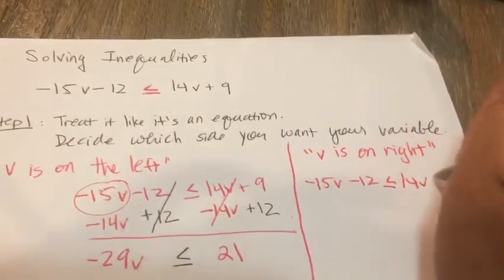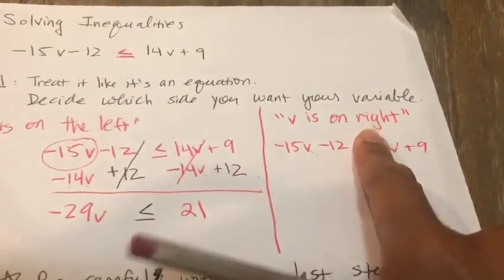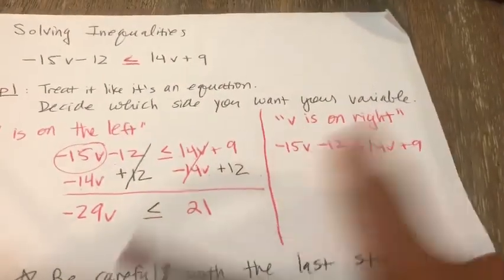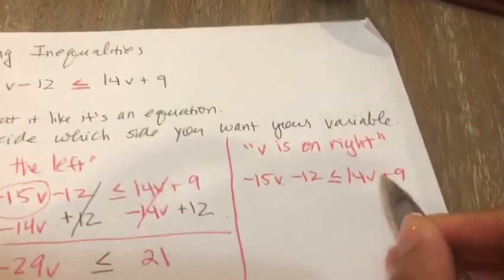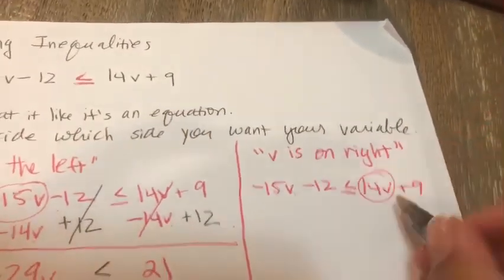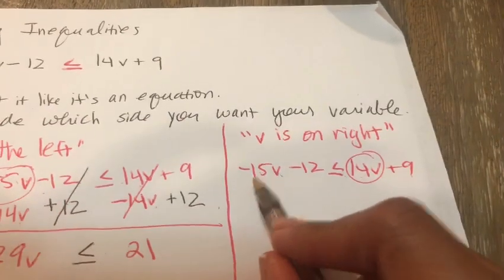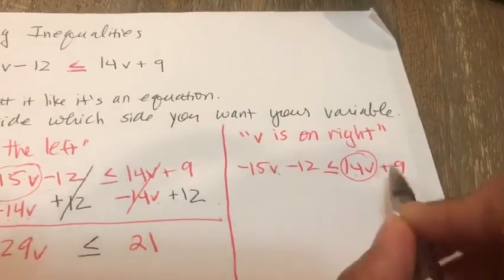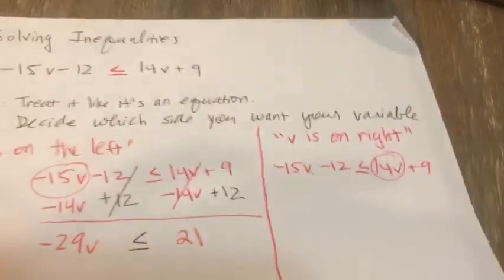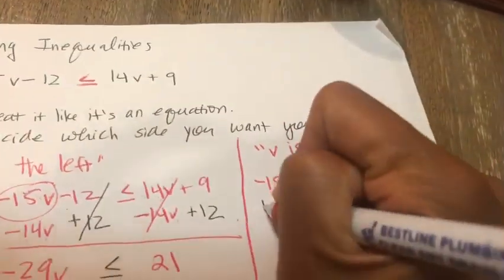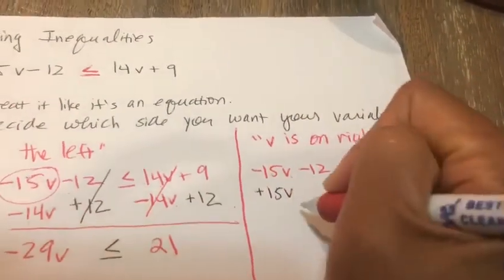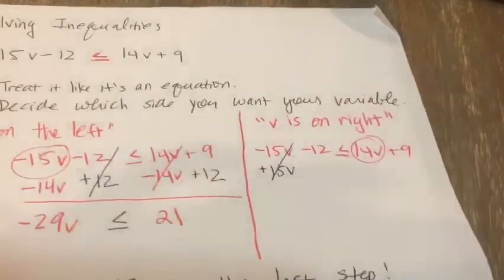Okay, and suppose we decided that we want v on the right side. Here we want v on the left. Suppose I say I want v on the right side. So here's 14v plus 9. I want v on the right side, but I have a negative 15v on the left, so I need to bring this to the right side. How do I get rid of a negative 15v? To make it zero out, I'm going to add 15v. When you add these two together, it becomes a 0.